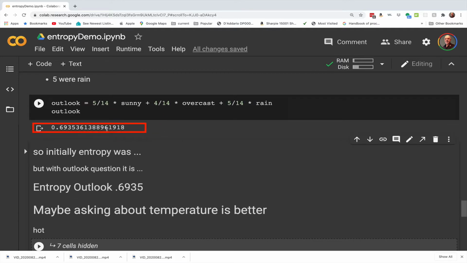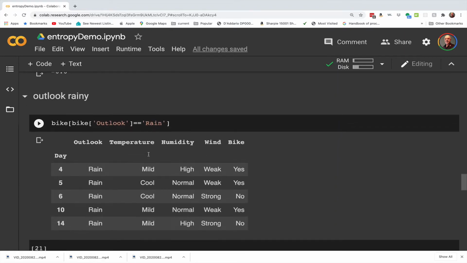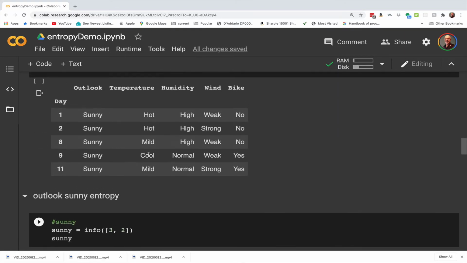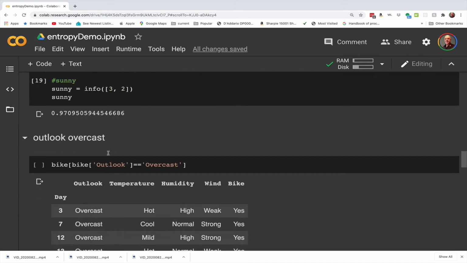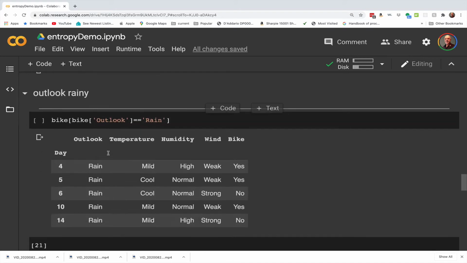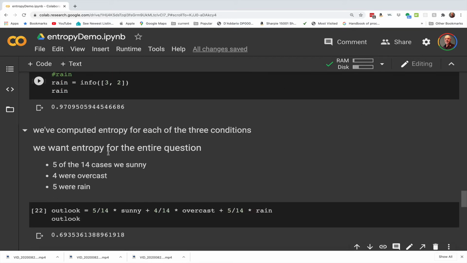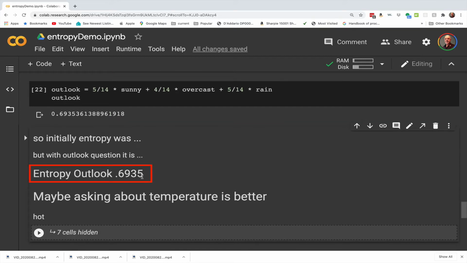So that's my entropy for the entire question of outlook, or the entire column. Initially the entropy was what? I think it was 0.9. Let's zoom up here. 0.9402. And now it's 0.6935. So that's a pretty good reduction in entropy, right?